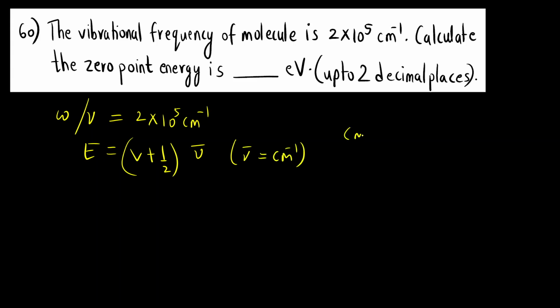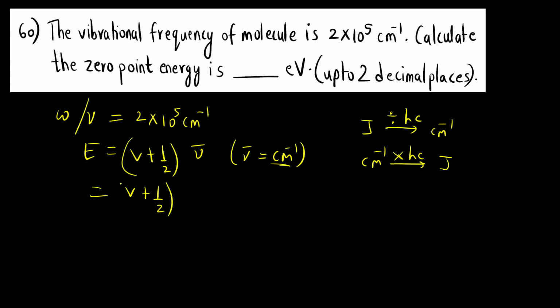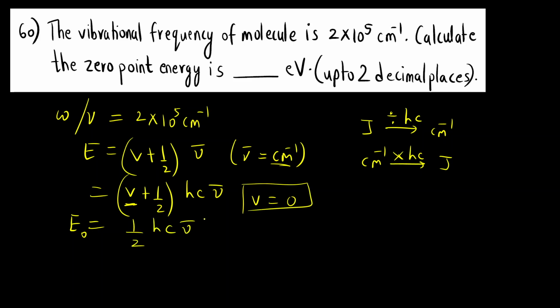So to convert, okay, remember this. If you want to convert joule to centimeter inverse, you divide by HC. If you want to convert centimeter inverse to joule, you multiply by HC. So here it is in centimeters, so we will multiply by HC. V plus half HC nu bar. Okay, it is ground state, so E becomes E0. V is the vibrational quantum number for ground state. It is 0. 0 plus half is half. HC nu bar. Okay, substitute all the values.